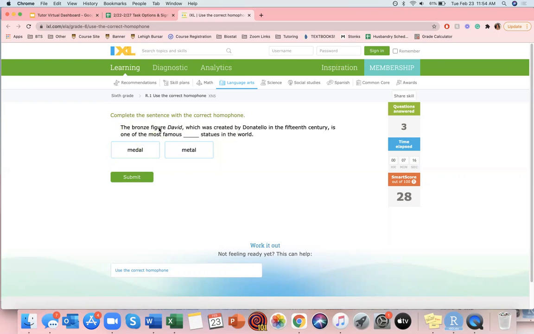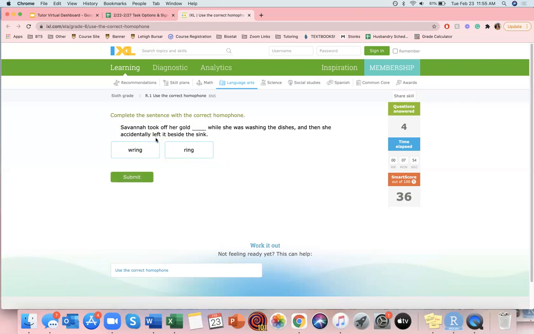Okay, so the bronze figure David, which was created by Donatello in the 15th century, is one of the most famous blank statues in the world. Would it be medal or metal? So a medal is a type of reward you get for participating in contests. So say you get the bronze medal or a gold medal or silver medal. That basically refers to competitions. However, metal is the form that we are talking about because the statue is metal, not a medal.